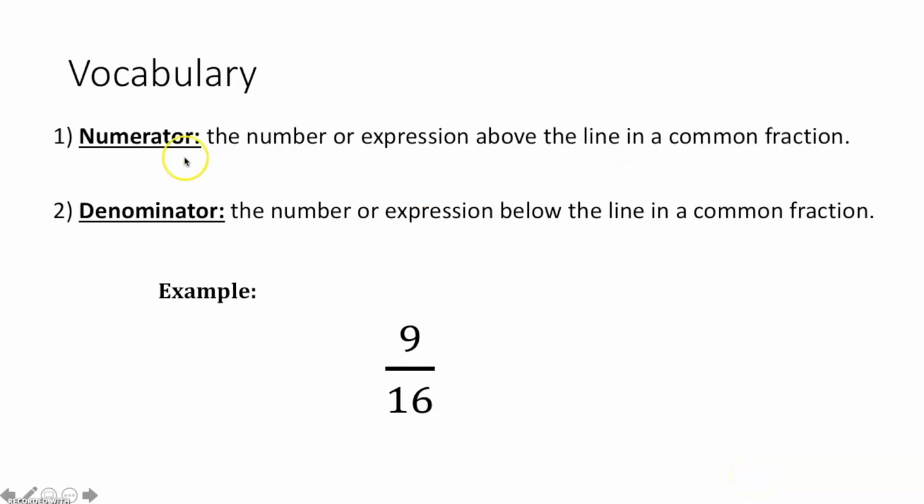First thing we're going to talk about is a numerator. That is the number or expression above the line in a common fraction. So here you see 9/16. Our numerator is going to be on the top, whereas the denominator is the number or expression below the line in a common fraction. So in this 9/16, this 16 would be our denominator.